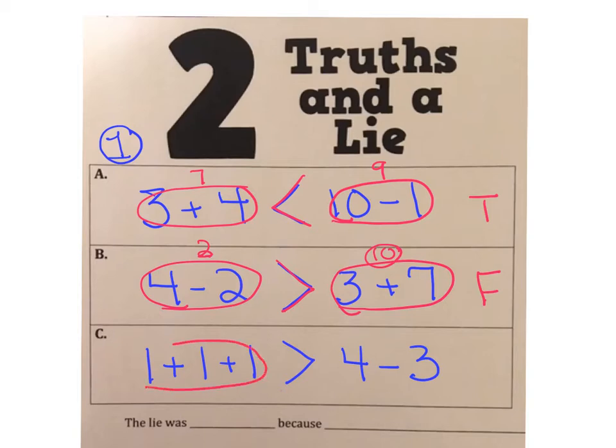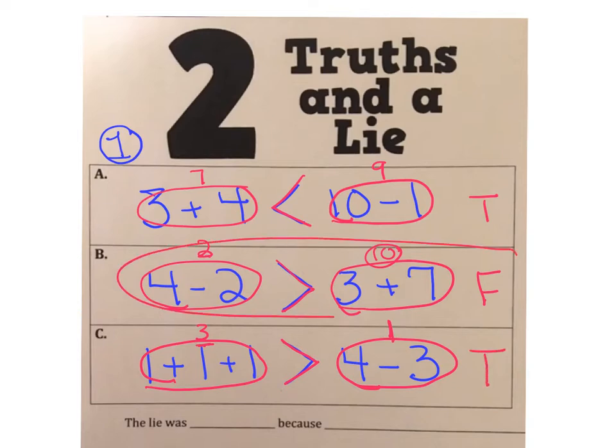1 plus 1 plus 1 is 3. And over on the other side, 4 take away 3 is 1. Is 3 greater than 1? Yes, it is. So clearly, letter B is the lie.